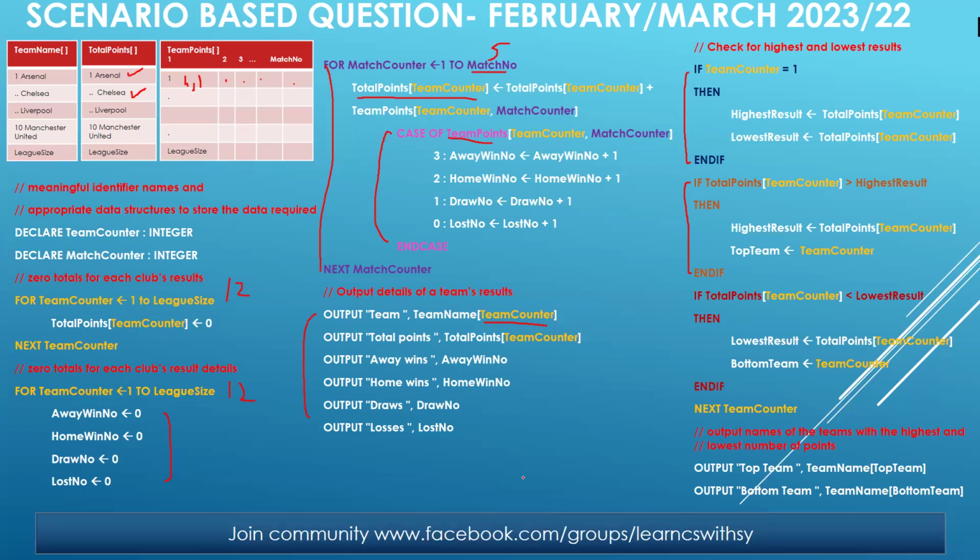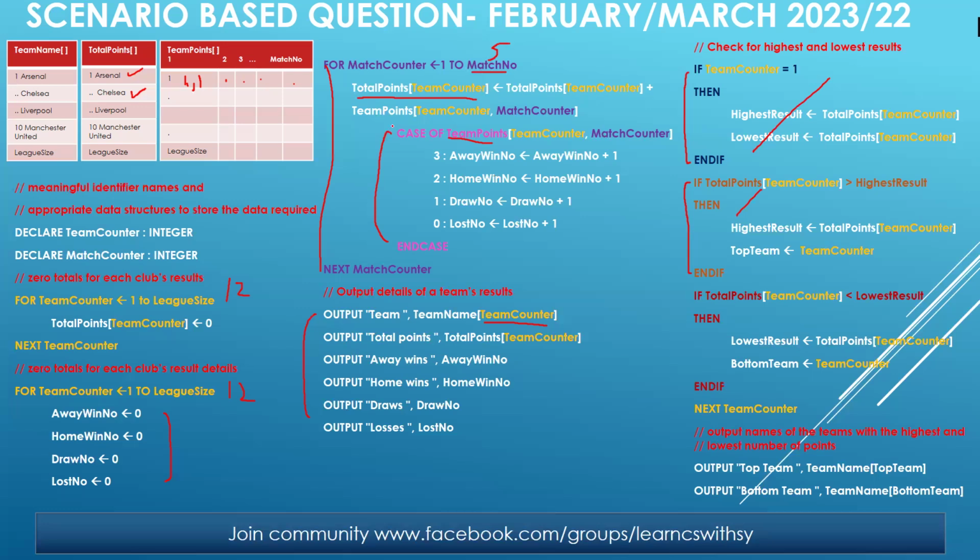Now, you can see team counter is not 1, so definitely it won't move here in this situation. And now you can see it is going to move here, and this one will not be considered in this case. It will be now here. Total points: assume the total points for Arsenal were maybe 10, and the total points for Chelsea were, for example, 9.